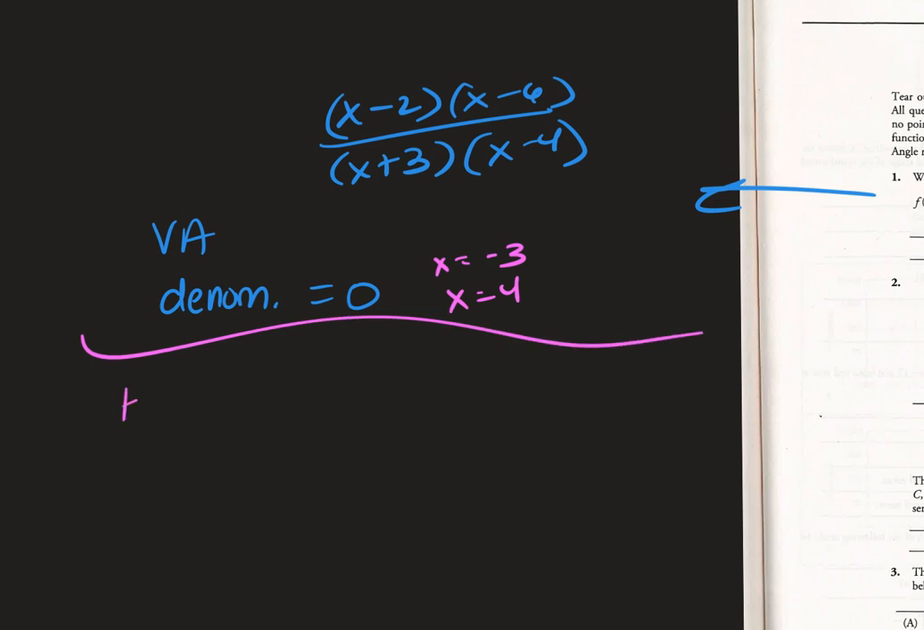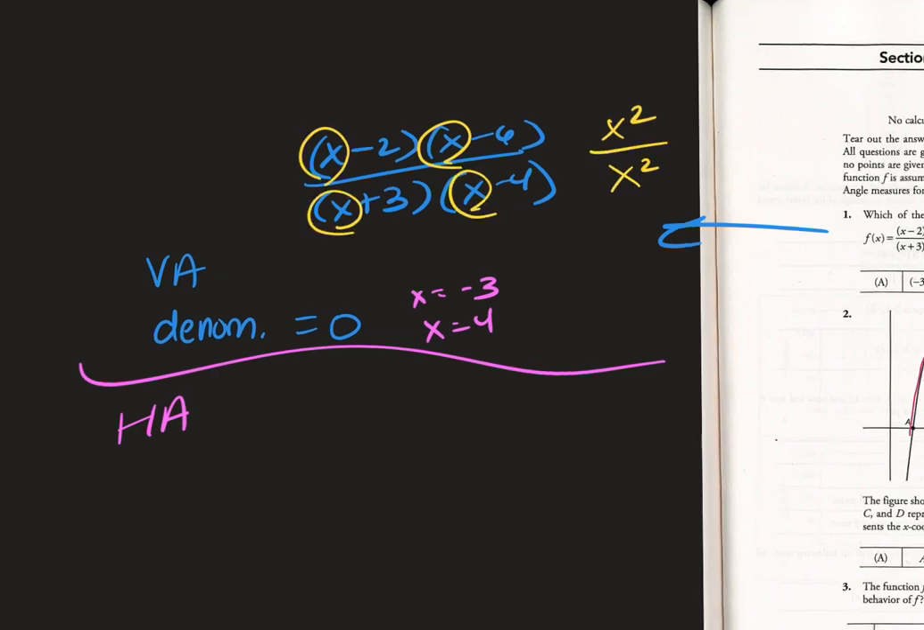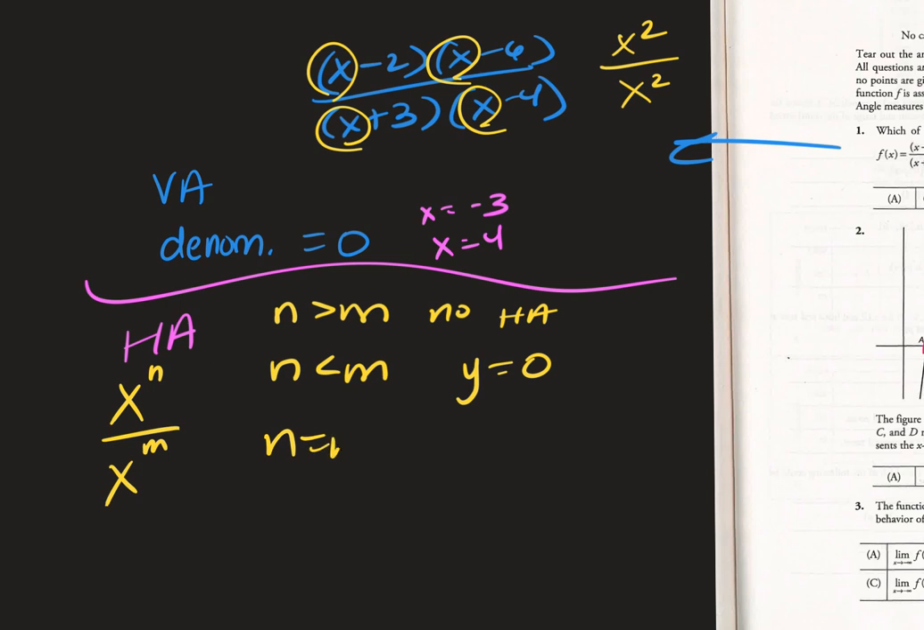How about horizontal asymptotes? How do you find horizontal asymptotes? The highest exponent. The degrees in the top and the bottom. So to get that, I'd have to know that x times x would give me x squared, and x times x would give me x squared. The 3 rules on horizontal asymptotes, right? We use an n for the numerator exponent and an m for the denominator. That's the highest exponent. If n is greater than m, then there is no horizontal asymptote. If n is less than m, then it's at y equals 0. And if n equals m, then it's the leading coefficient in the numerator over the leading coefficient in the denominator.